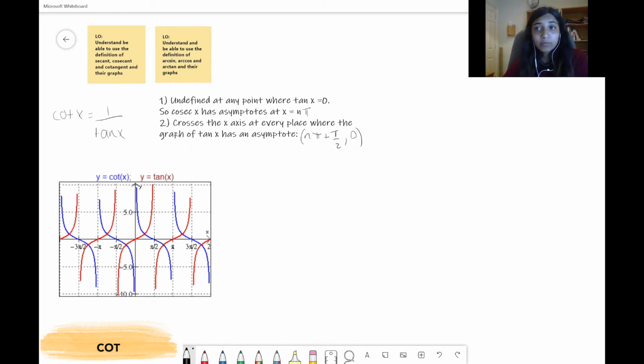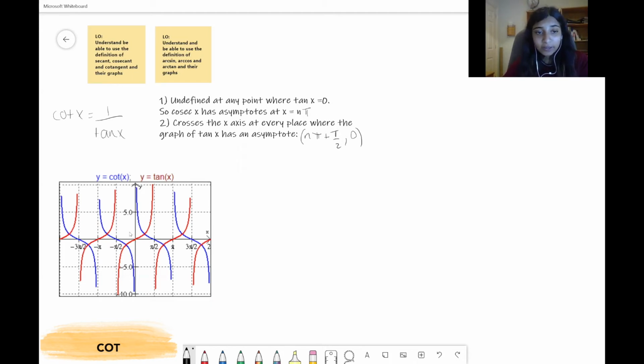So here are the two main points you need to know when drawing the y equals cot x graph. The first point is that it's undefined at any point where tan x is equal to 0. That's just the same reasoning as before. If you ever do 1 over 0, you just get an undefined number, because you can't do that. So that means that whenever you have 0, at 0, at pi, at 2 pi, those are your asymptotes. And they happen whenever x equals n pi.